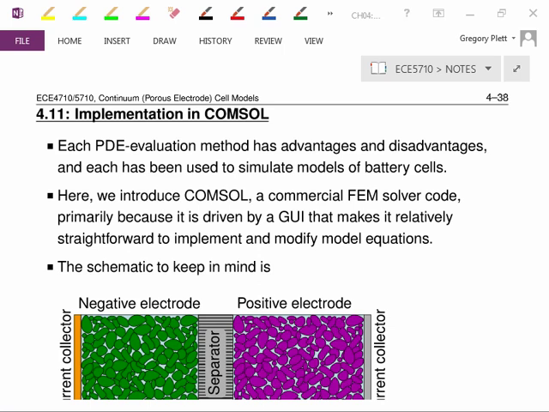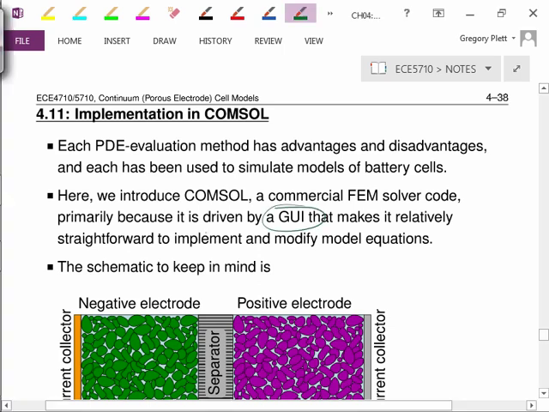We look at a commercial finite element method solver called COMSOL. This is driven by a graphical user interface, or GUI, that makes it relatively straightforward to implement and modify these model equations, which is really handy when you're performing research, as we do in our group, that's cutting edge, and we need to not only use the equations that are developed in this course, but some other equations that talk about some more advanced processes happening in the cell, such as degradation, for example.